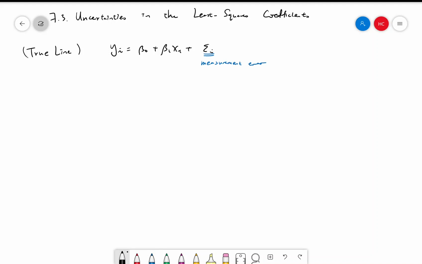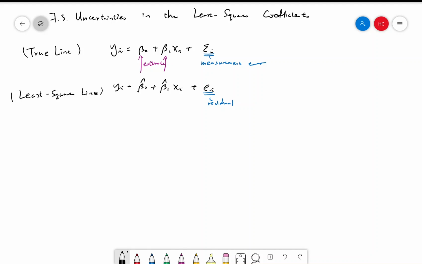And then we also have our least squares line, which is yi equals beta 0 hat plus beta 1 hat xi plus ei. ei is the residual. And beta 0 hat and beta 1 hat are used to estimate beta 0 and beta 1. So whenever we talk about estimates, we want to measure the uncertainties of our estimates, because we want to be able to calculate confidence intervals and do hypothesis tests on these estimates.